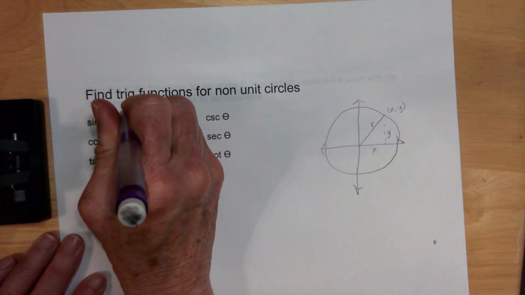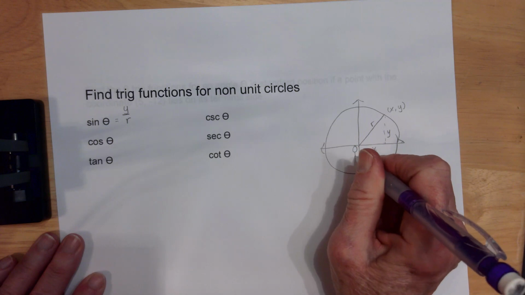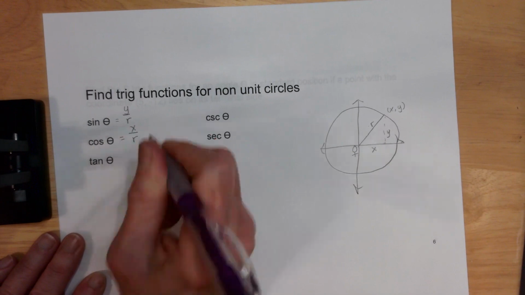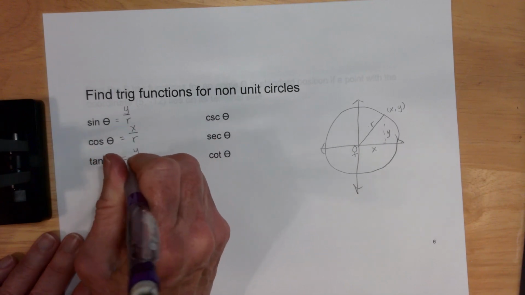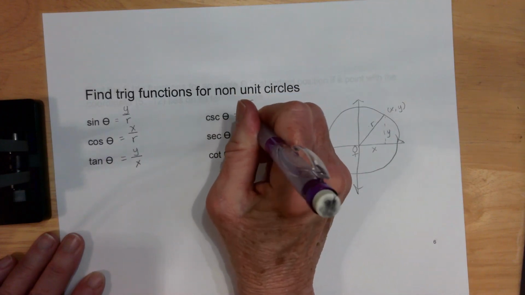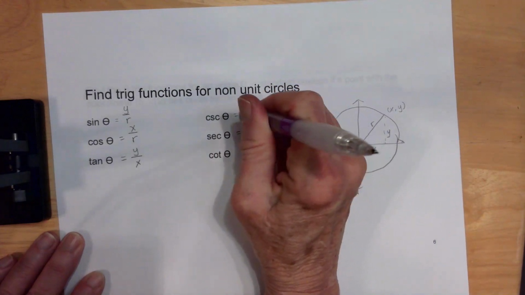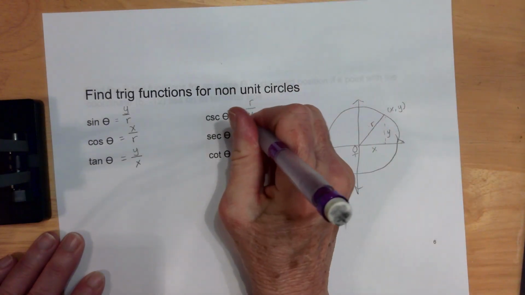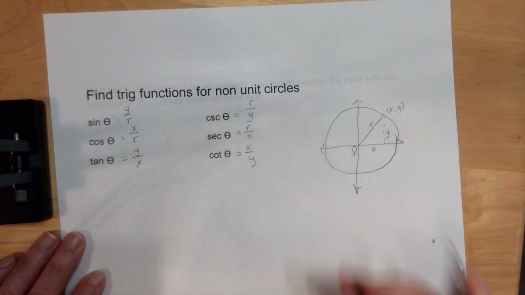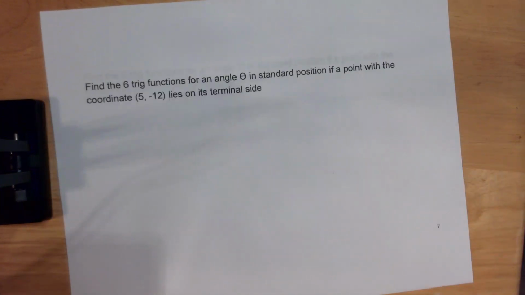So your sine is going to be y over r, opposite over hypotenuse, if I'm standing here. Your cosine is x over r. Your tangent is y over x. That hasn't changed. And then these would be the reverse of it. It's r over y, r over x, and x over y. Okay, so it's important to know those. We're going to take that and we're going to apply it.